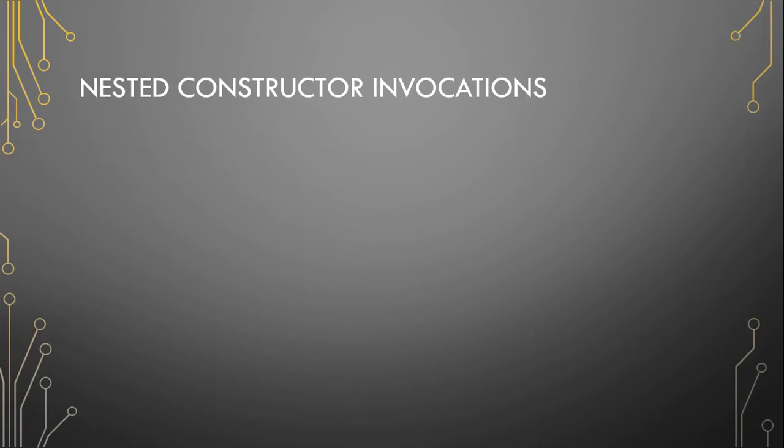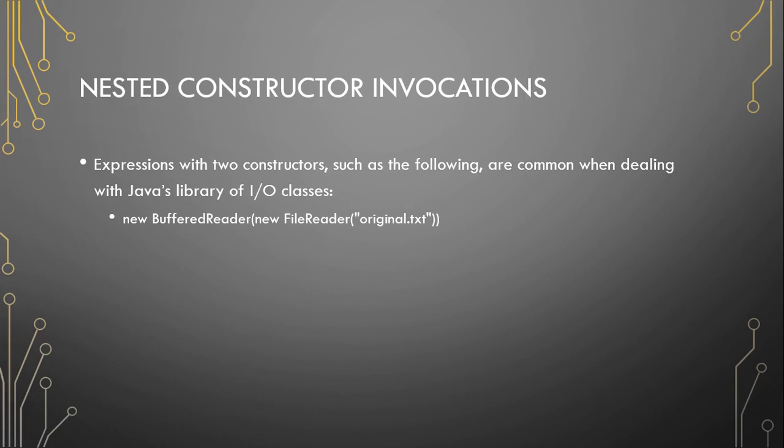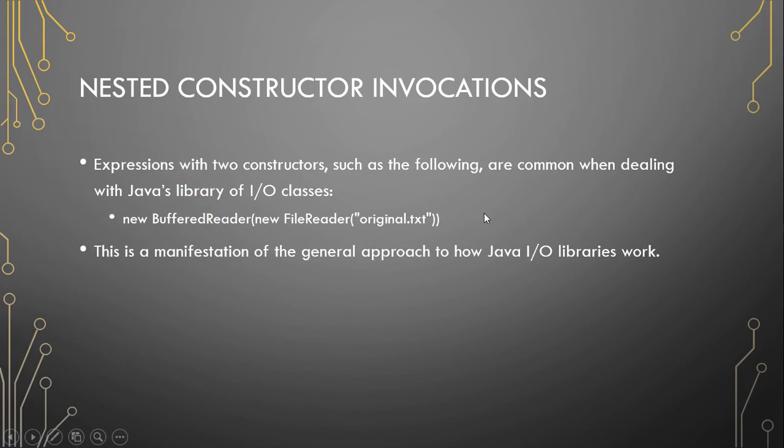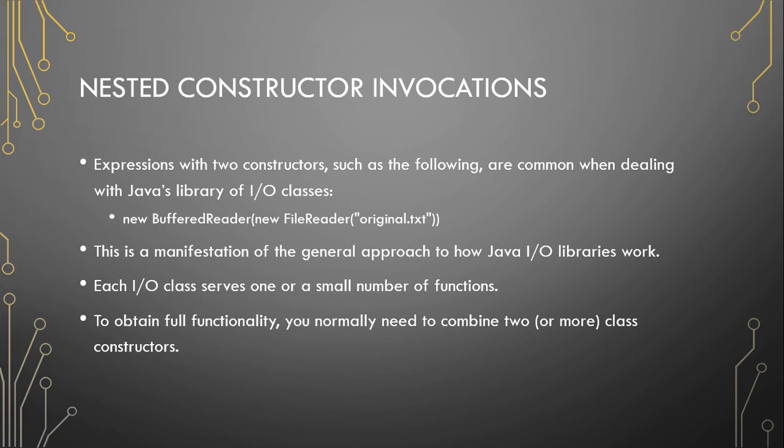All right, next item of the topic is nested constructor invocations. Expressions with two constructors such as the following are common when dealing with Java's library of I/O classes: new BufferedReader(new FileReader("original.txt")). When we see two constructors, you'll notice we have the BufferedReader constructor followed by a FileReader constructor. This is a manifestation of the general approach of how the Java I/O libraries work. Each I/O class serves one or a small number of functions, so in order to obtain full functionality, you normally need to combine two or more class constructors. In this case, the example we gave was the BufferedReader and the FileReader.